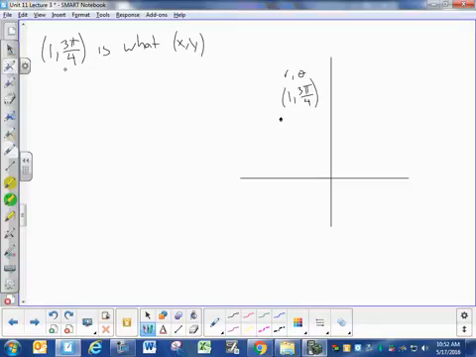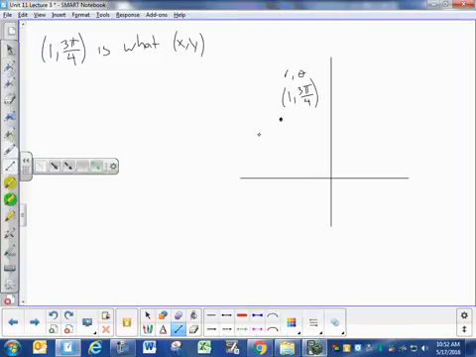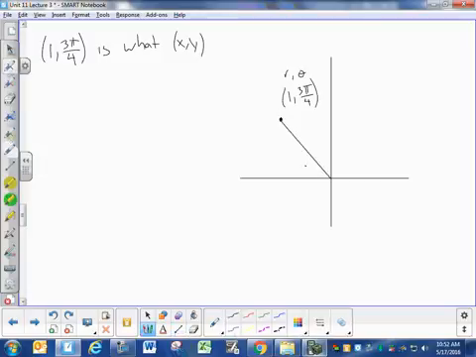Well, let's create our right triangle. We know theta, we would consider that reference angle to be 3 pi over 4. And r, let's change r to 2.